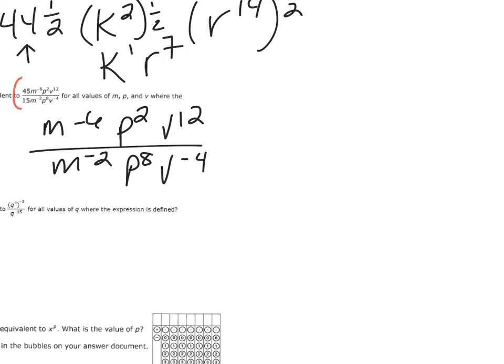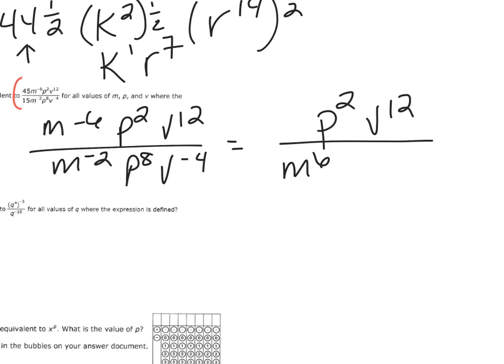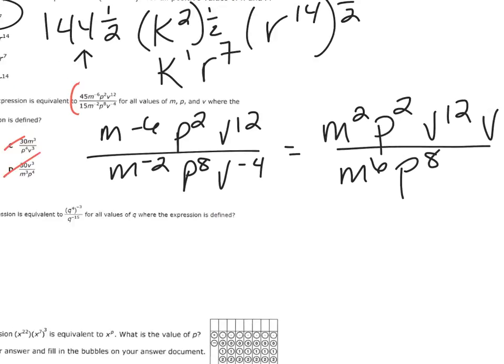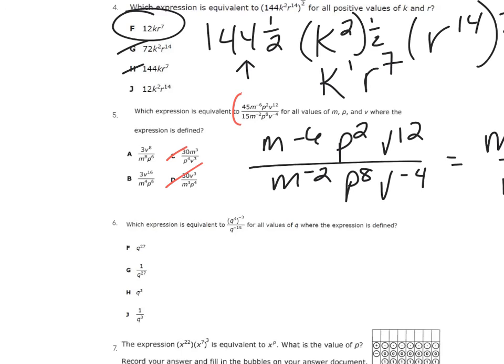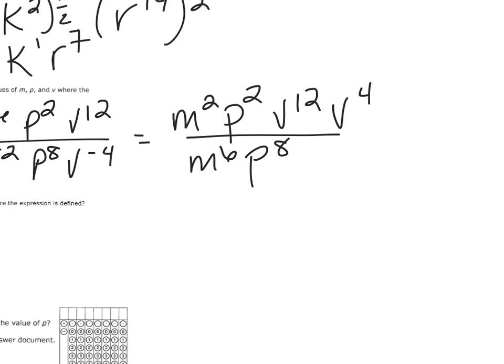I would say, well, m is negative 6, so that goes to the denominator. P has a positive 2, so that stays. V is a positive 12, that stays. M has a negative 2, so that comes to the numerator. P has a positive 8, so that stays. And V has a negative 4, so that comes to the numerator. Okay, so now I have to use division rules, but I know that this is going to give me v to the 16. So that's enough to pick the right answer choice because I add those exponents.